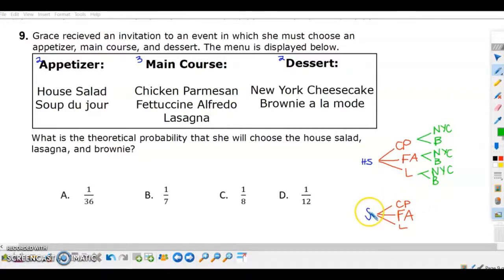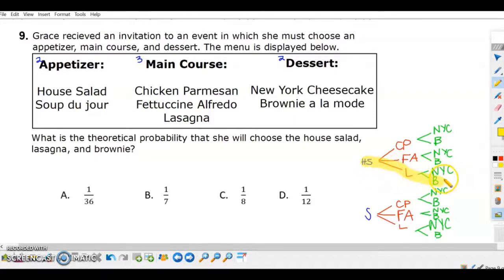Okay, so again, you could choose soup, chicken parmesan, and a cheesecake or brownie. You could choose soup, fettuccine alfredo, and a cheesecake or brownie. Okay, this is listing out the sample space using a probability tree. So these are all of the number of possibilities. If we follow each branch of the tree, that is a possibility.